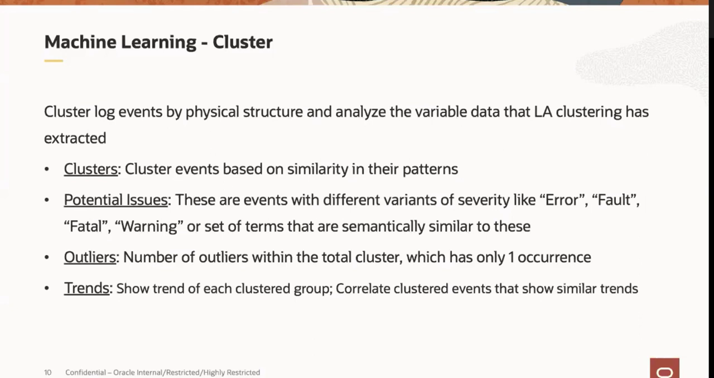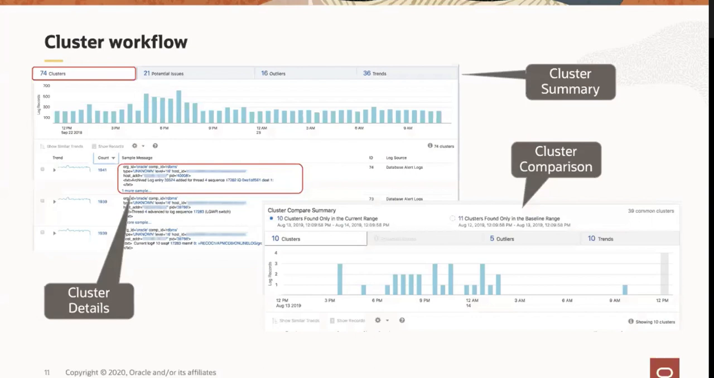We are automatically able to identify these with the rich knowledge base we have built for the sources we support out of the box. And also we will identify the outliers. So what are the clusters that we think are the outliers? And also we can identify what the trends are, what the groups are that form specific kinds of trends. So here is an example of that. In this example, we are able to identify 74 clusters, out of which we feel there are 21 potential issues. There are 16 outliers, and there are 36 trends. And we are able to do this for a very large set of log records that we ingest from a specific source. Again, we will give you an example of that in our demo today.